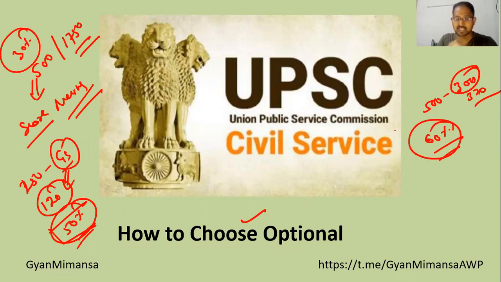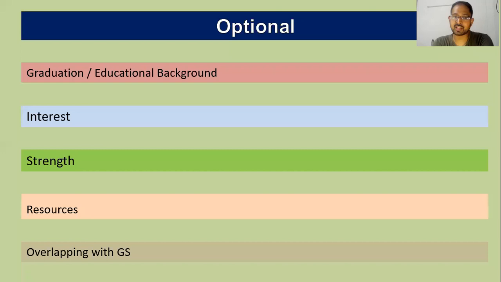So you can see that even though the total marks of optional is 500, the importance of optional is too much, and it is sometimes the decider of the rank. So for choosing any optional, there are a lot of criteria, but according to my assessment, I put these 5 criteria while you choose any optional.